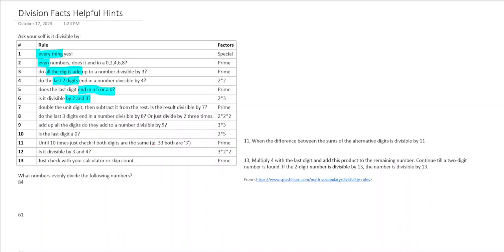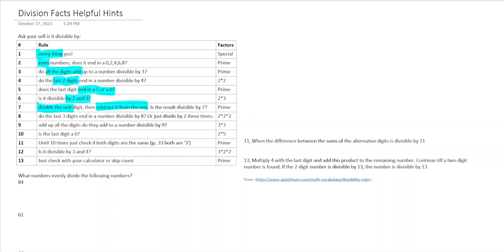Number 7 is the complicated one that honestly I don't really remember. I just kind of always use my calculator, take the number, divide by 7. But here's the rule: double the unit digit. Okay, double the unit digit. Then subtract it from the rest. Is that result divisible by 7? If it is, then so is the number.